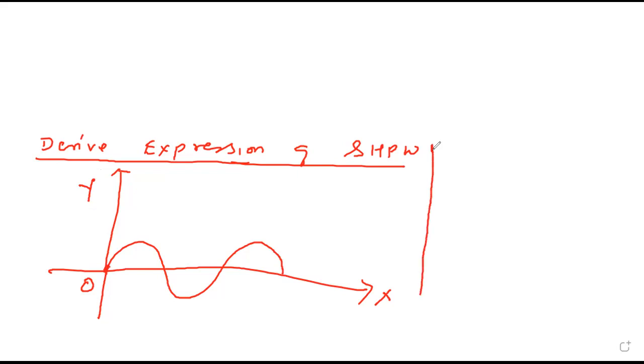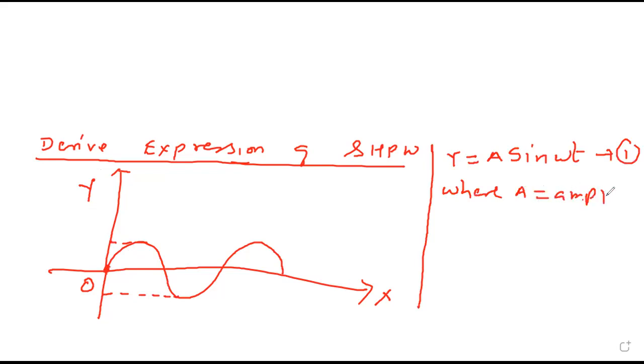The displacement of particles starting from origin is given by y equals a sin omega t, because it is performing SHM. So y equals a sin omega t because particles are parallel to the y-axis, where a equals amplitude, omega equals angular speed.